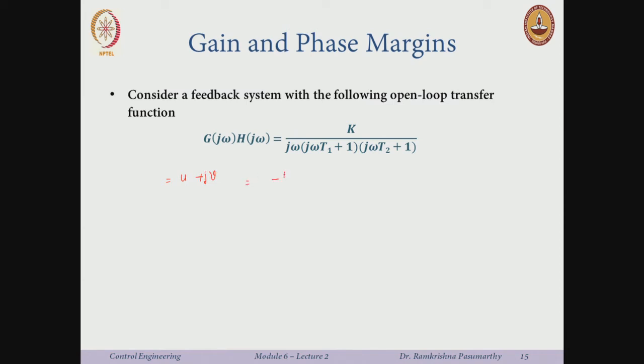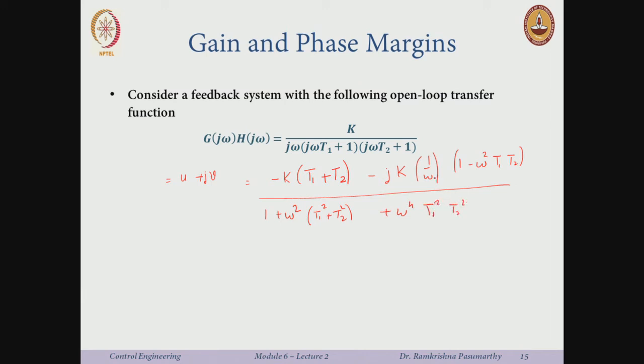I will skip this computation, but I will just write down the final value: minus k (T1 plus T2) minus j times k (1 over omega minus omega squared T1 T2), over a bunch of terms in the denominator: 1 plus omega squared (T1 plus T2) squared, plus omega to the fourth (T1 squared plus T2 squared). Just check this computation for yourself also.